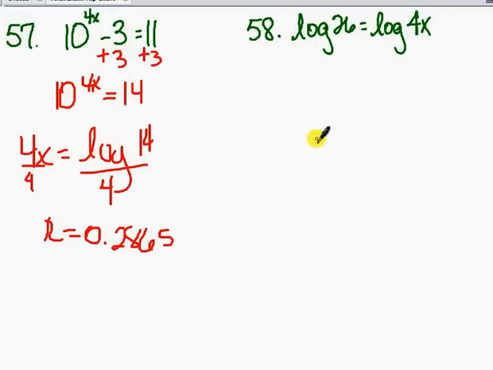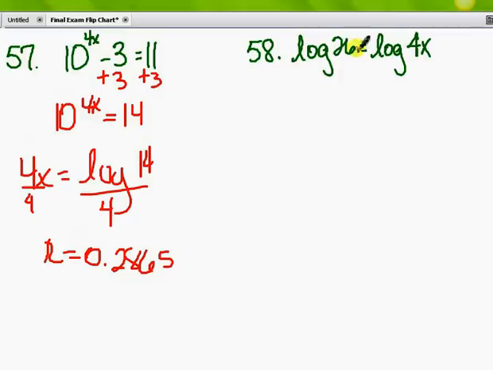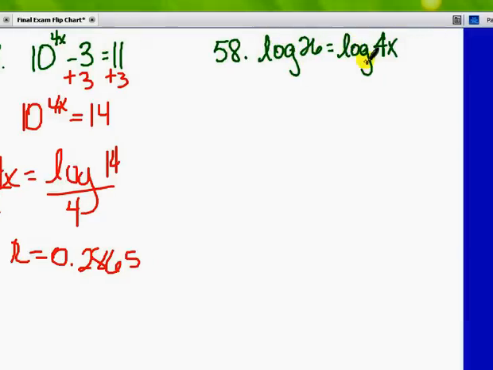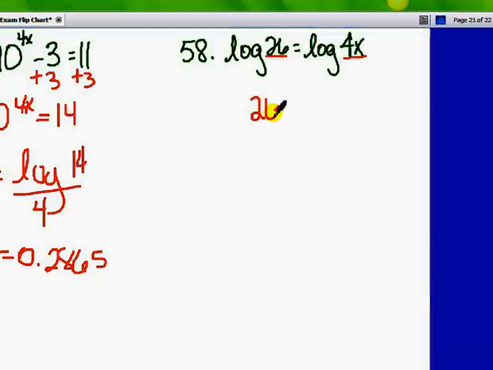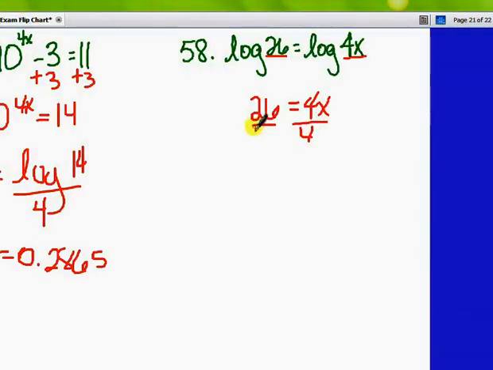58. This one's kind of easy too. You just have to inspect it, folks, and say, okay, if the log of the base of 26 is equal to log of the base of 4x, then these two pieces have to be equal to each other. So we can just simply say 26 is equal to 4x. Divide by 4. And x is equal to, just take half of each of those, 13 over 2, or 6.5.